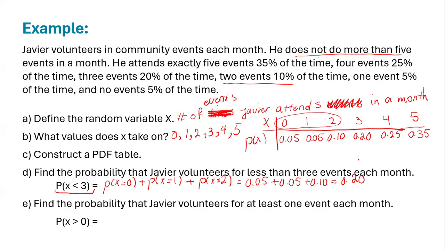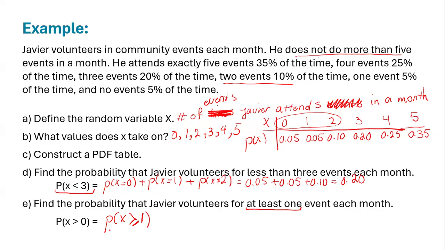Part E is asking: find the probability that he volunteers for at least one event. What does at least mean? At least one means one or more. Okay, so you can say the probability of x equal to 1 or more. That means counting attending 1 event, or 2 events, or 3 events, or 4 events, or 5 events.